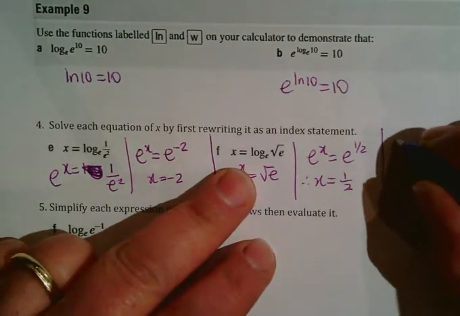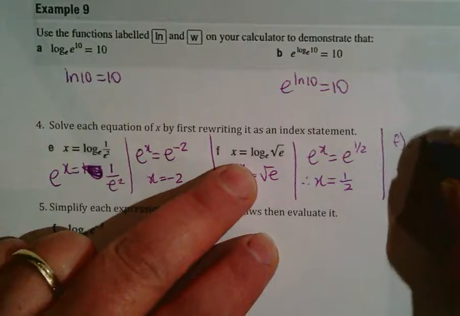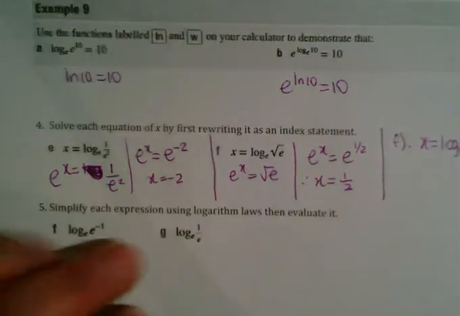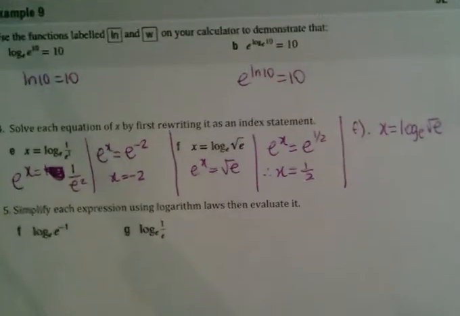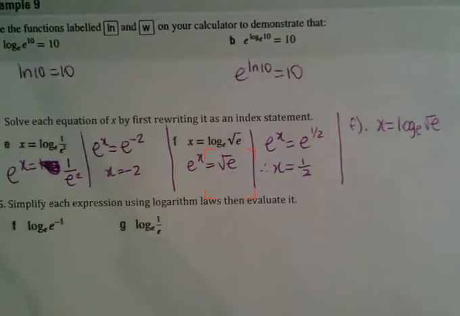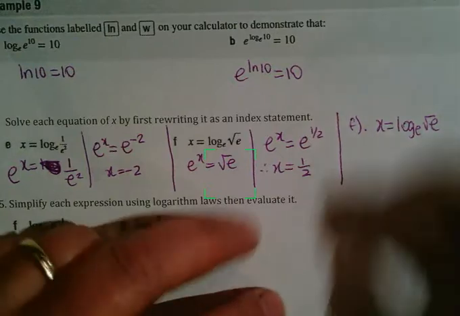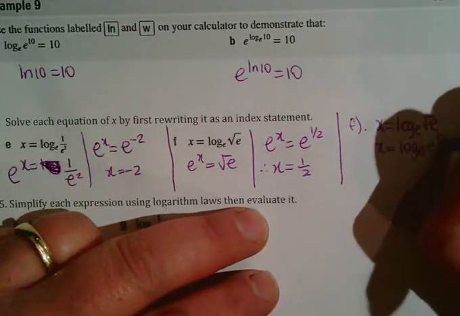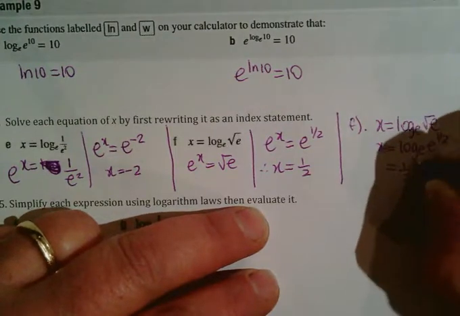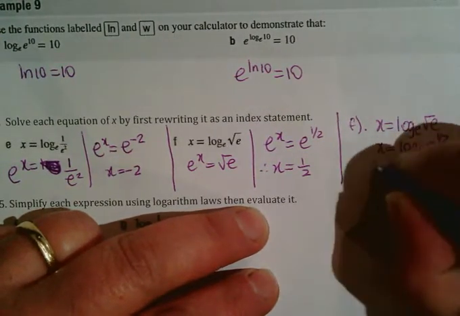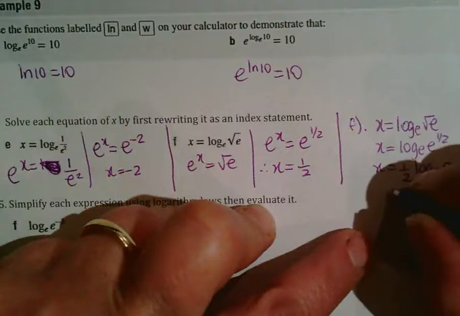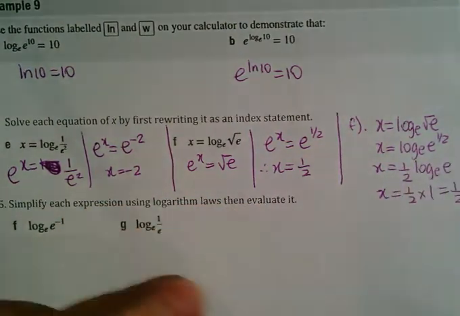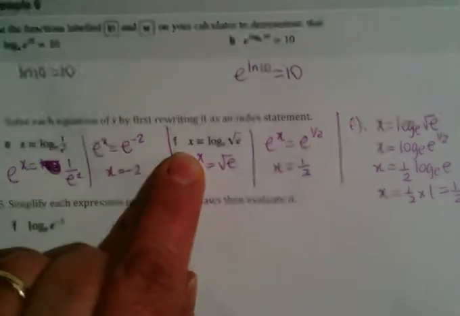Now we could have done those another way if we wanted. For example, as an alternative method, I could write that x equals log to the base e of root e. So this is just another way I could do it. I could say that x equals log to the base e of e to the half, and I know that that power of a half comes to the front, so it's a half times log to the base e of e. So therefore x is a half times 1, which is a half. So you could solve this two ways.